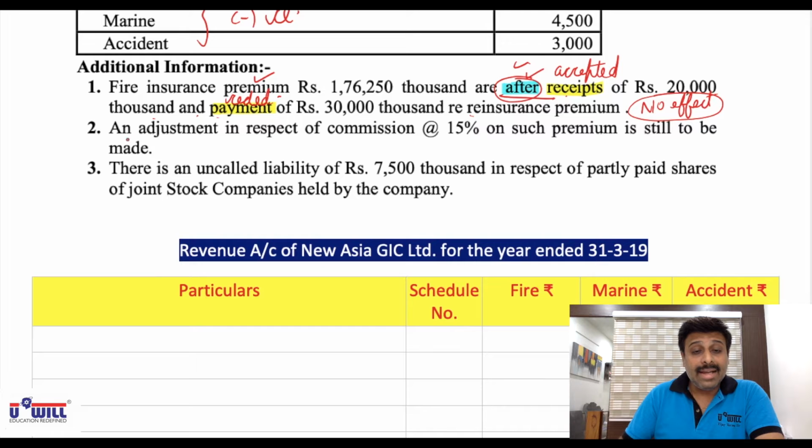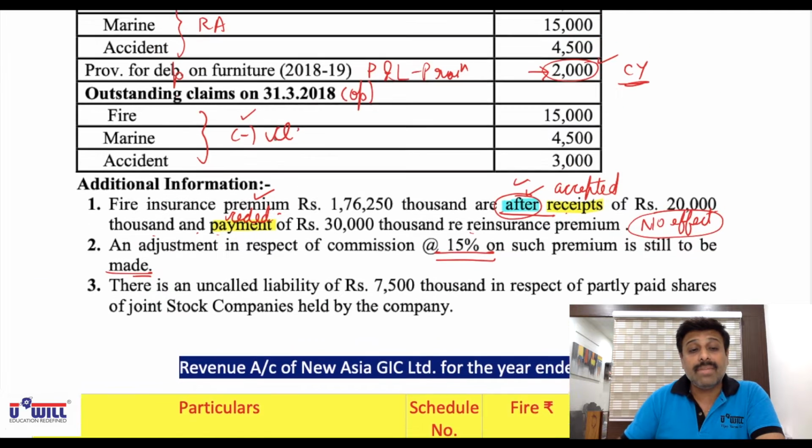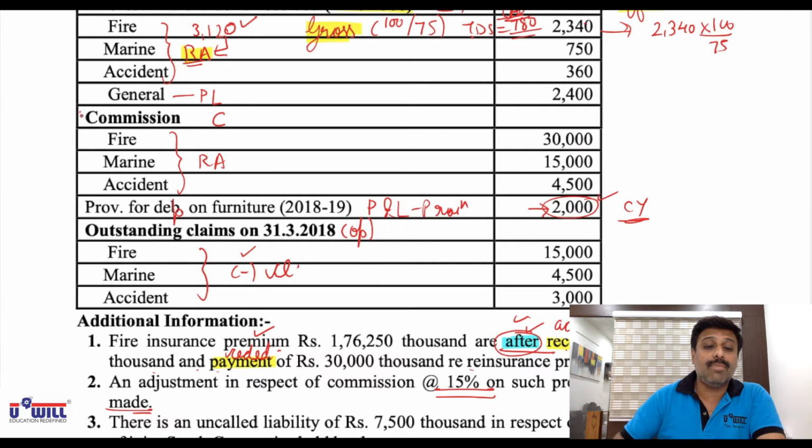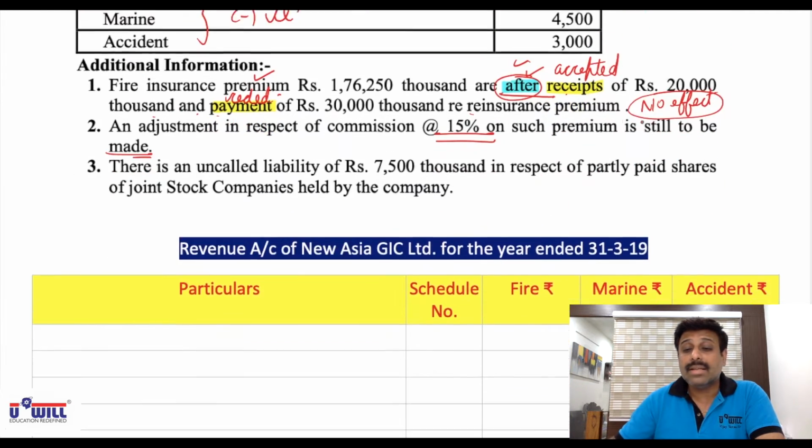However, an adjustment in respect of commission of 15% on such premium is still to be made. So in commission, we will give the effects. Okay, put a tick on commission. What effects?